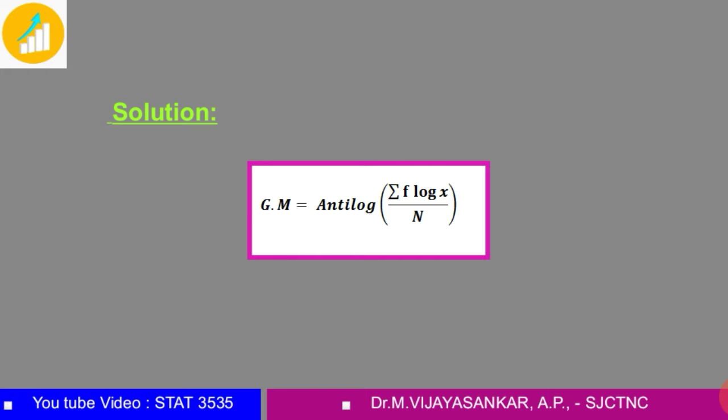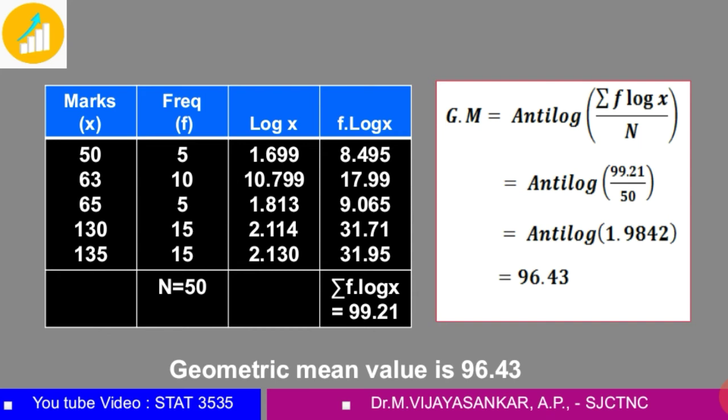Solution. This is our discrete case geometric mean formula, that is geometric mean equal to antilog of summation f into log x divided by capital N. Now we are going to find this value using the data. Already given in the problem, the marks are taken as x and the frequency is taken as f. Using these two values, we are going to calculate our geometric mean.